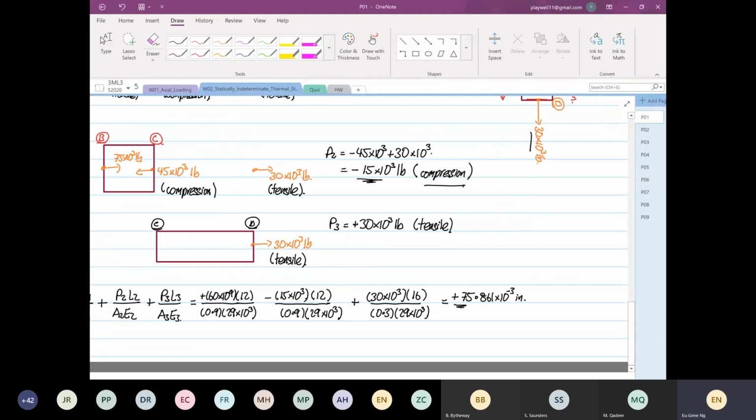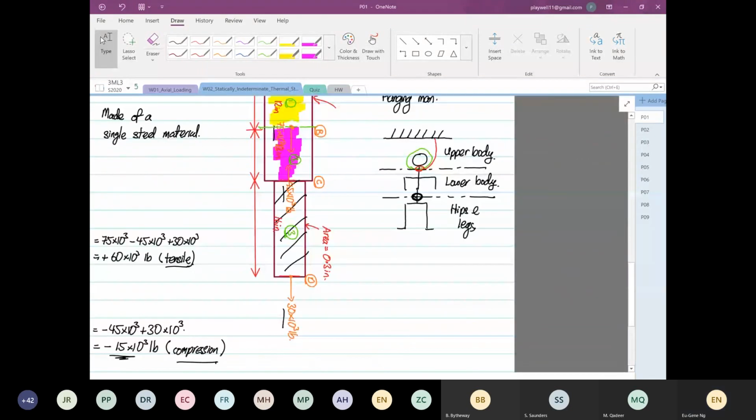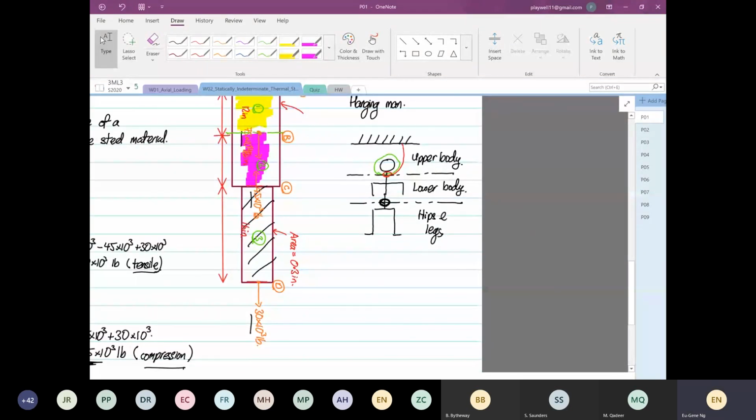Now, question for you guys. I got a good question. What if we look at this hangman, what if I push a total load of P on the man's feet? Can you all tell me, will the hip and the legs feel the P? Yes or no? Anyone?